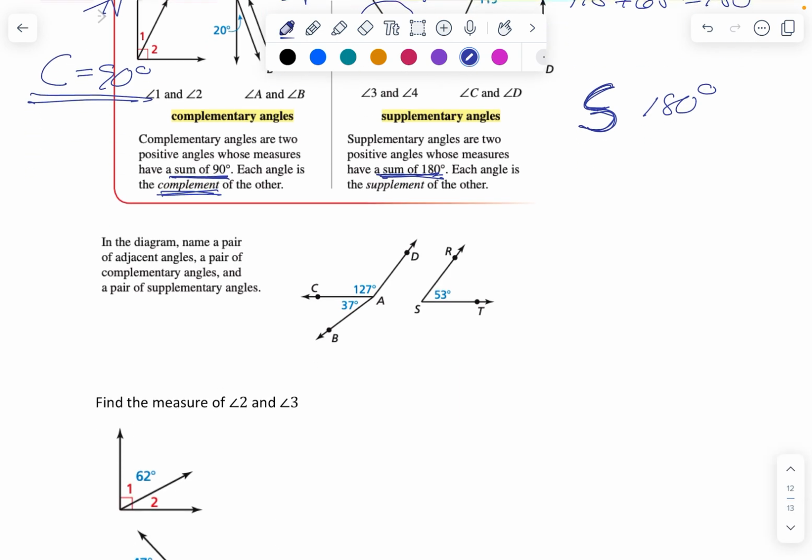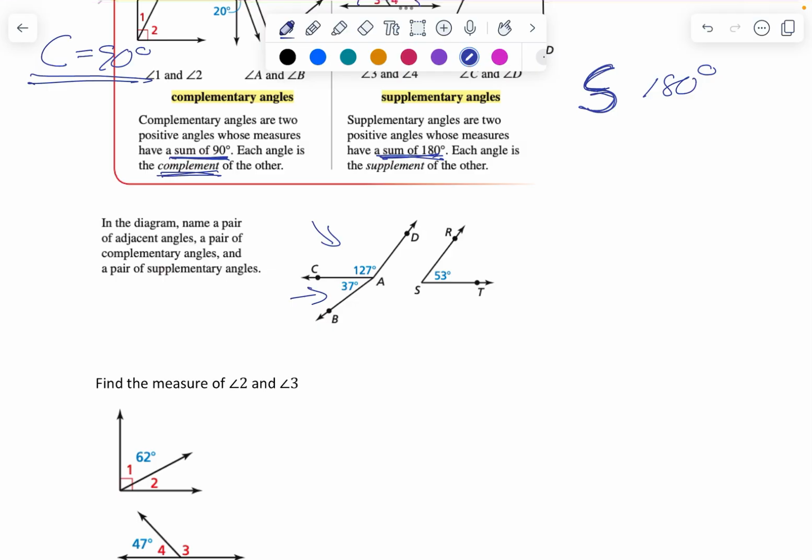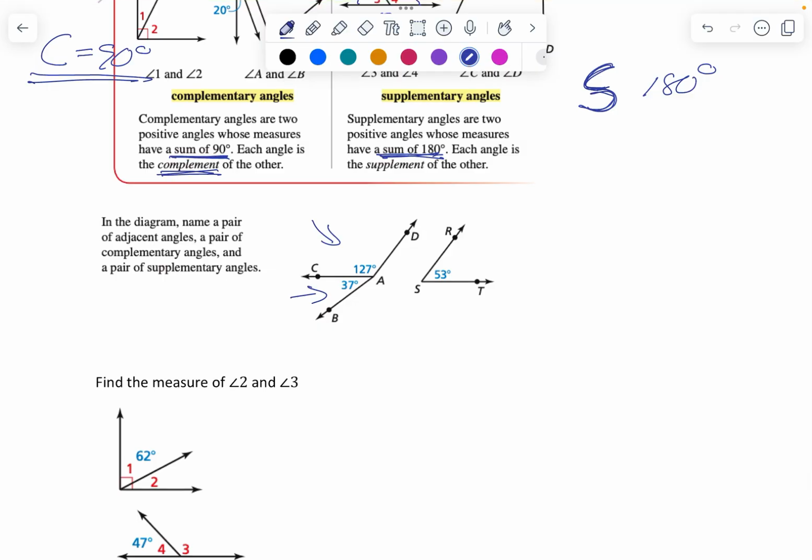Okay, so we're going to name a pair of adjacent angles, a pair of complementary angles, and a pair of supplementary angles. All right, so let's do this. First of all, these two angles here are next to each other. You see that? They have a common vertex and a common side. So we're going to get to practice naming angles. So we would say angle CAB and angle DAC are adjacent. Okay, so that's one answer.